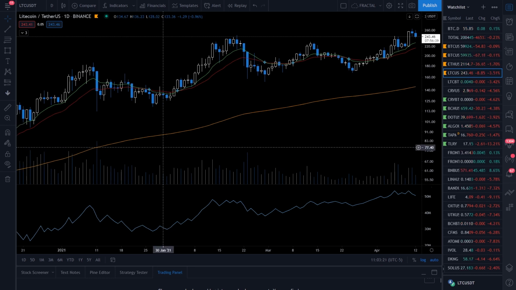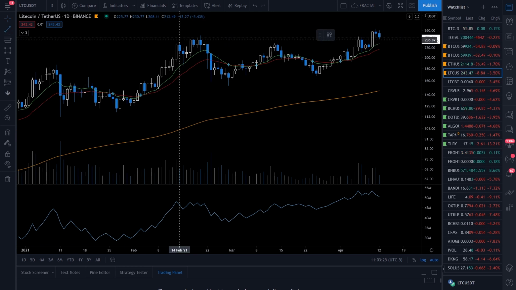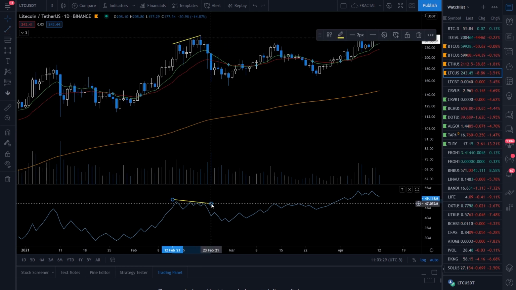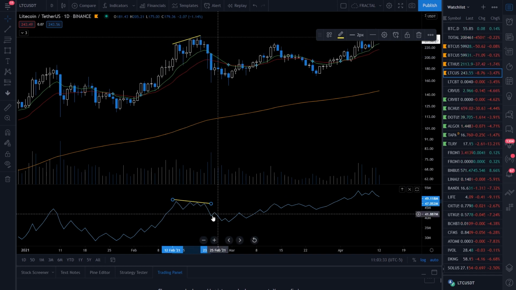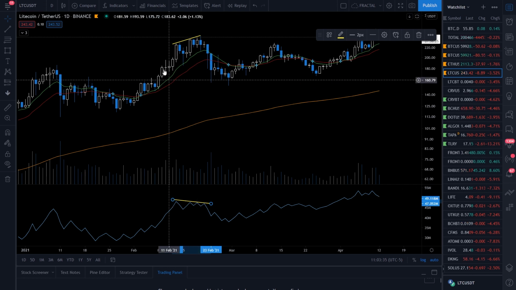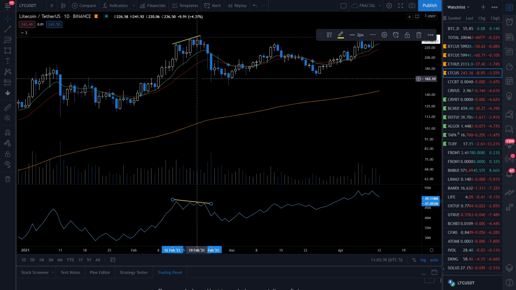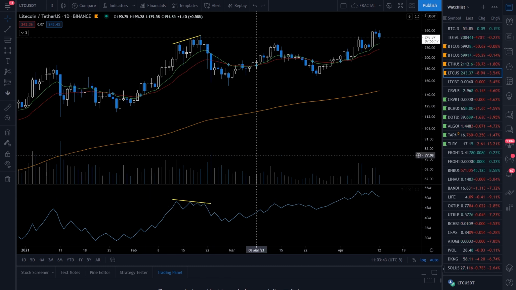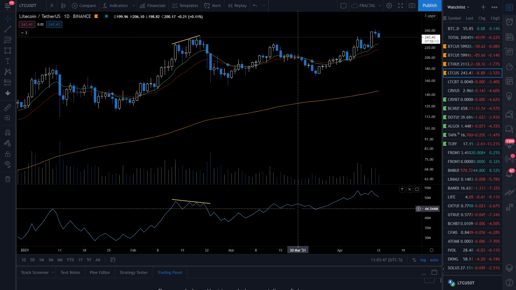You can use this for bullish and bearish divergences. So up here, we have a bearish divergence. What that means is that price went higher, but volume went lower. Basically that's saying that it's a low volume push up, and that would be a bearish sign, and sellers stepped in shortly after.